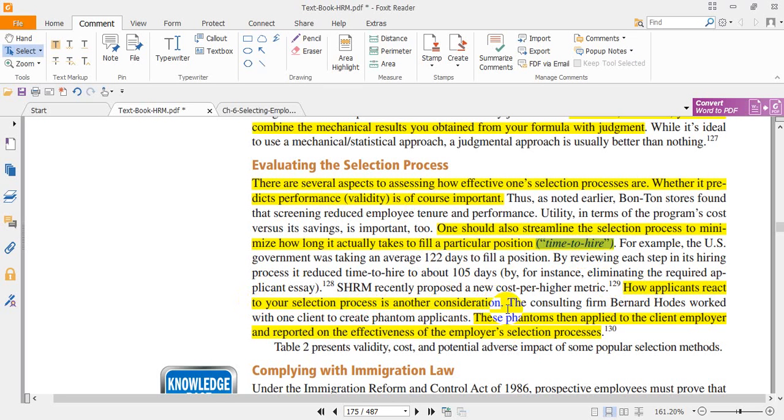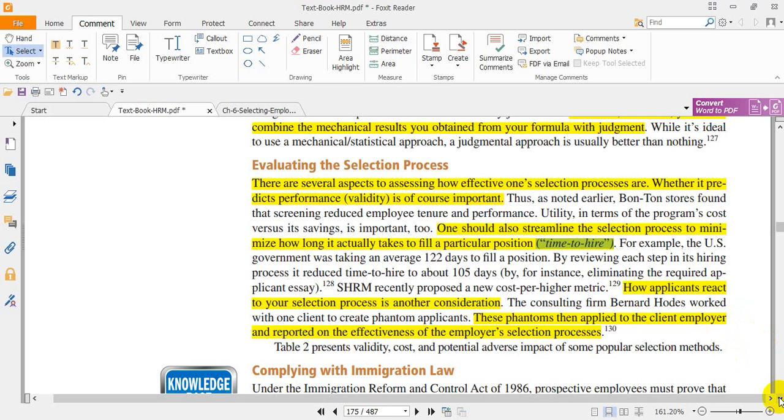Applicant reaction is another consideration. The consulting firm worked with one client to create phantom applicants. These phantoms then applied to the client's employer and reported on the effectiveness of the employer's selection process. Okay, so it's better to take into consideration how applicants react to your selection process.